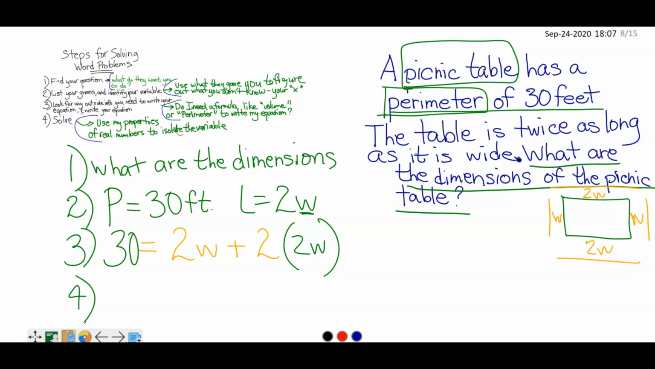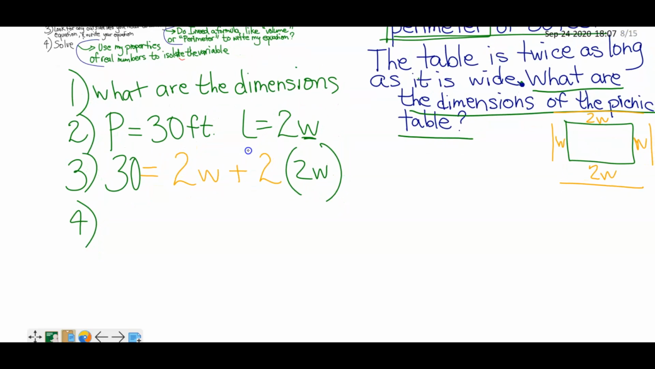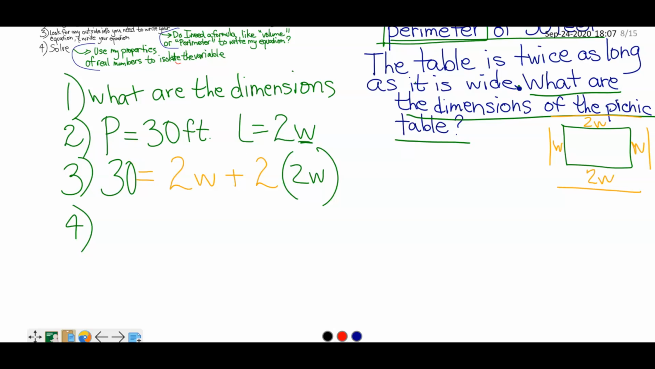So let's simplify first. I am going to raise this up so that you can clearly see what I'm going to do, so I have room to work. So I've got 30 equals 2W plus, oh, look, we have to multiply. We got to distribute a multiplication. So 2 times 2 is 4W. Okay? So look at that. So now let's keep going.